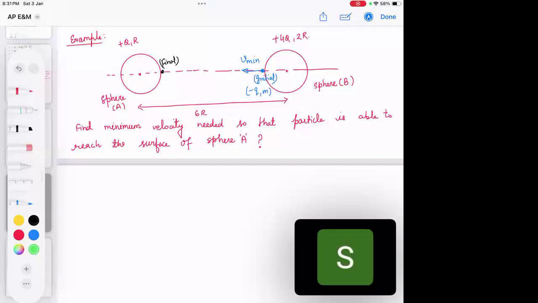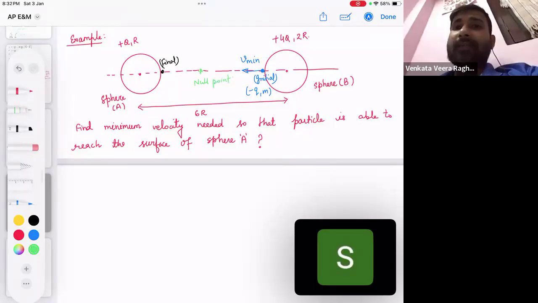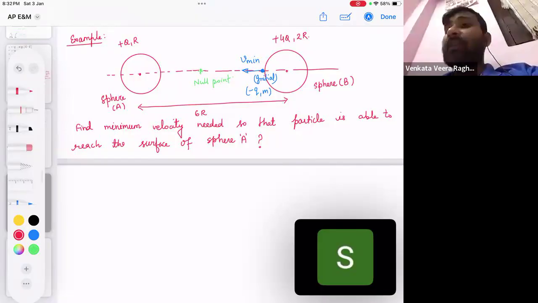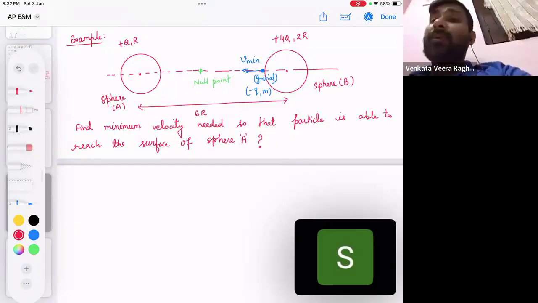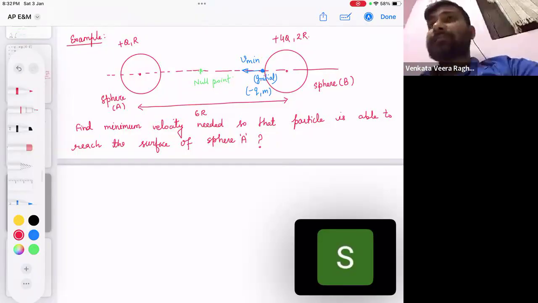So until then, if we find the speed, then automatically it will pull the negative charge towards itself. Yes, that's correct. That is the concept behind this question. We don't need to apply the energy conservation between that initial and final point. We need to only apply the energy conservation between the initial point and the null point. Null point is the point where the net field is zero.